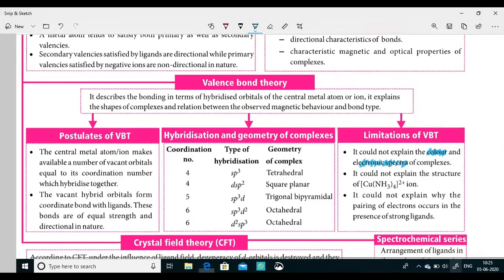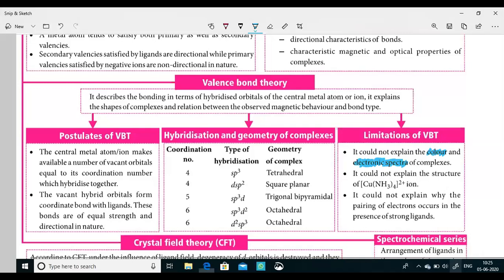Okay, valence bond theory is able to explain the bonding as well as the shape, but it doesn't explain the color as well as the electronic spectra of the complex. Next, it could not explain the structure of this copper complex. Next, it could not explain why the pairing of electrons occurs in the presence of strong ligands.